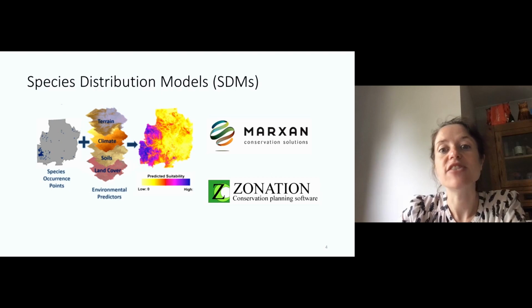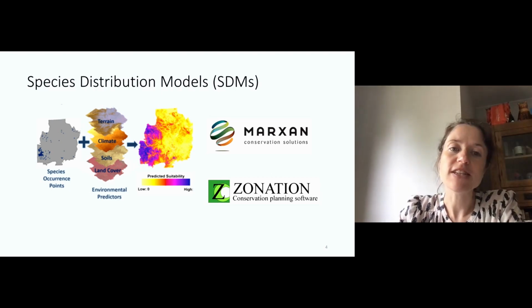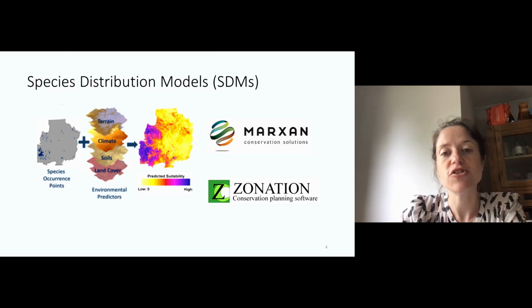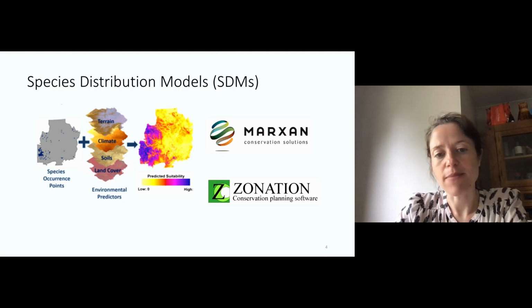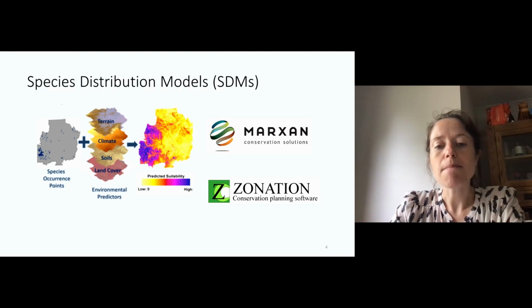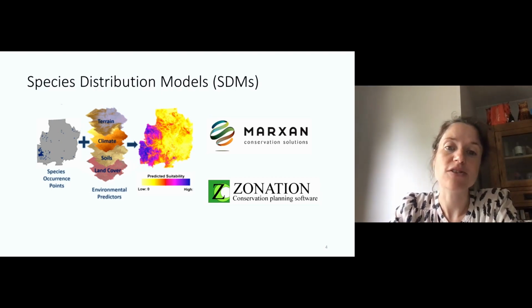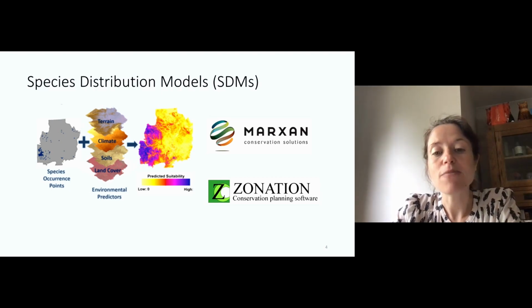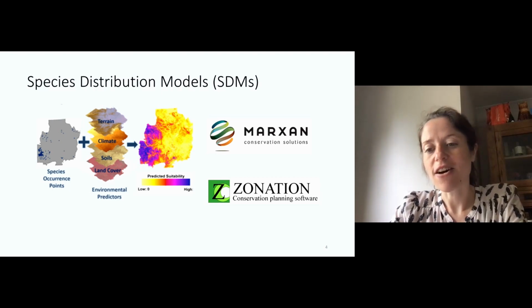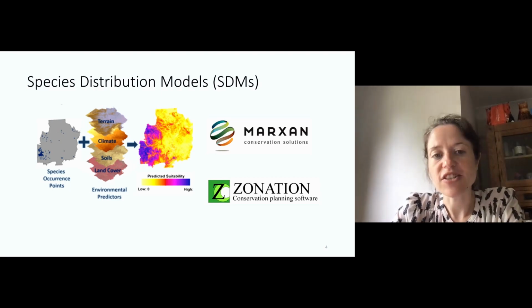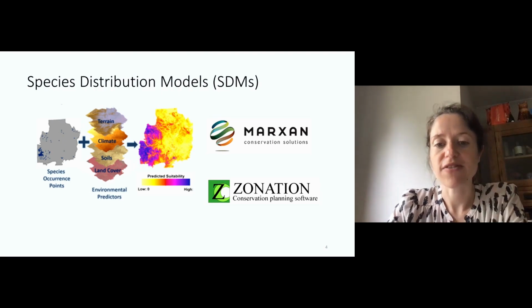Because this occurrence data is so much easier to get, we often use that data to make a species distribution model. In these models, we combine these occurrence points on a map with a set of environmental predictors to end up with a map showing the predicted habitat suitability for a species in a given area. So we can have a prediction of where species are most likely to occur. These sorts of models are used extensively in conservation to help us make decisions about which areas to conserve.